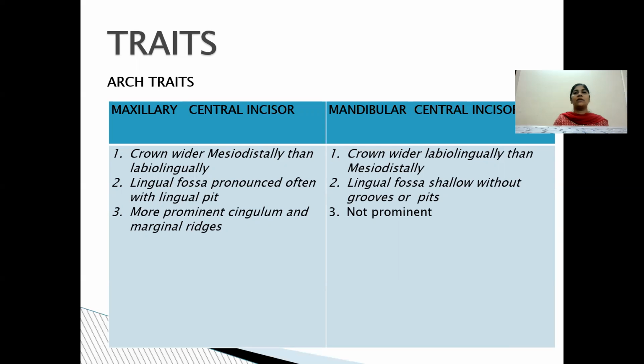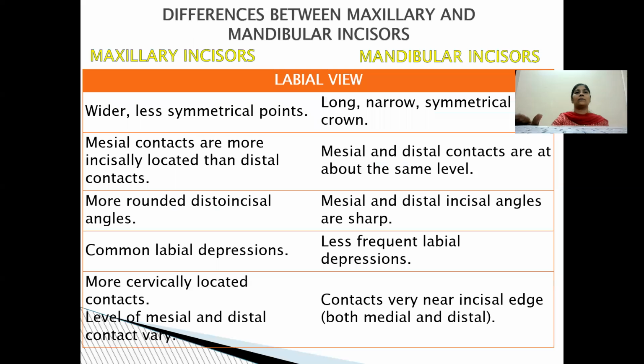In the maxillary, the crown is wider mesiodistally than labiolingually. Lingual fossa is pronounced, often with a lingual pit, and there are more prominent cingulum and marginal ridges. These are the features of a permanent maxillary central incisor. In the permanent mandibular central incisor, the crown is wider labiolingually than mesiodistally. Lingual fossa is shallow, without grooves or pits, and the cingulum is not that prominent.